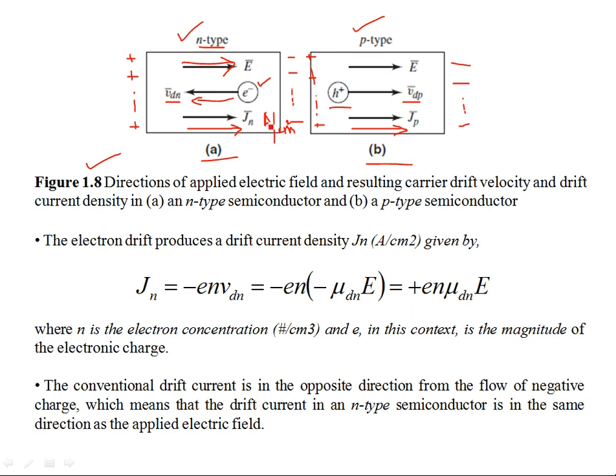But the drift current densities are the same, directed in the same direction as the applied E field. Okay, so the direction of the applied E fields are shown, and the resulting carrier drift velocities and the drift current densities for N-type and P-type semiconductors are shown over here. You see the conventional current directions are such that the drift currents in both N-type and P-type are the same, due to electrons or holes, as the E field is applied, in the direction of the E field.